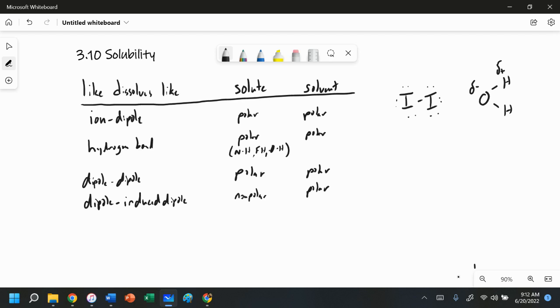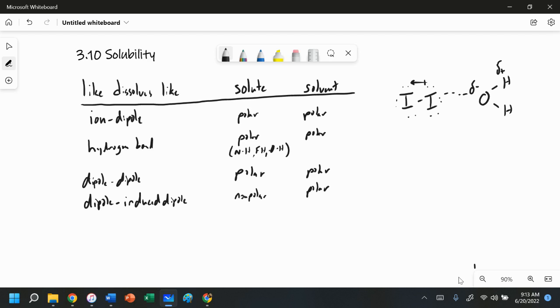So the negative side of water is going to repel the electrons in the iodine just a little and create what's called an induced dipole. That induced dipole is now going to be able to be attracted to the water molecules. And through that attraction, the iodine will stay slightly polarized. So iodine doesn't dissolve greatly in water, but iodine will dissolve slightly in water due to this induced dipole that's created in it.